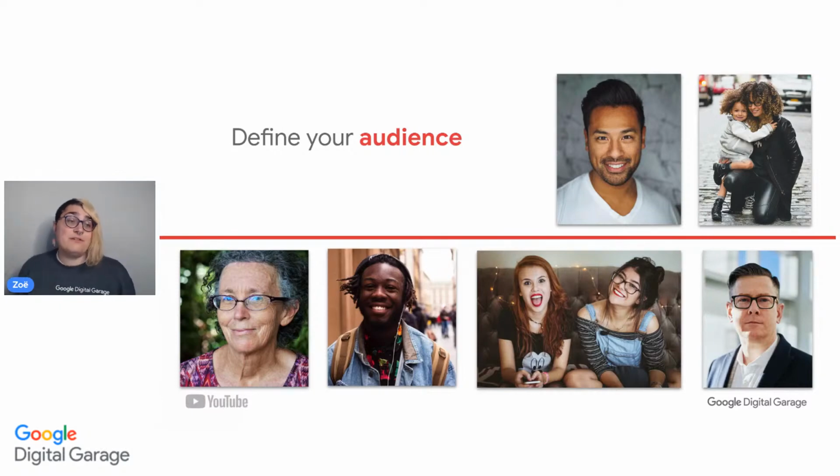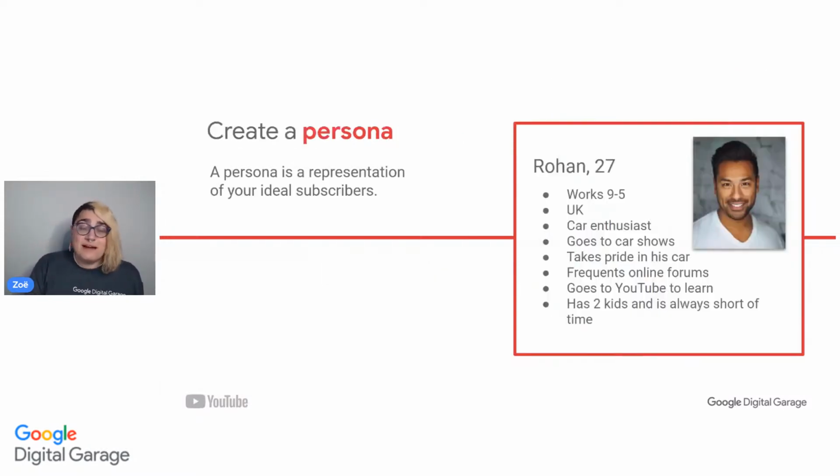So think about who your audience is. And if you can, what you can do is create something called a persona profile. And I'm going to show you an example of that right now. So this is Rohan. Rohan is 27. He works from 9 till 5. He's based in the UK. He is a car enthusiast and goes to car shows. He takes a lot of pride in his car. He goes on online forums and YouTube, and he goes on YouTube to learn new things. But he has 2 kids and he's always short of time.